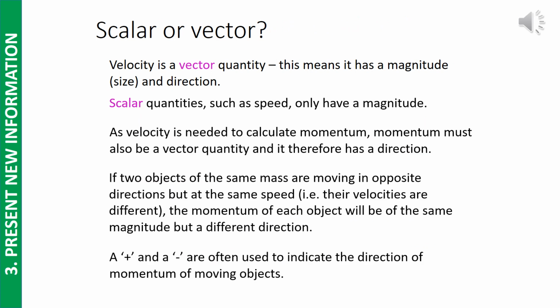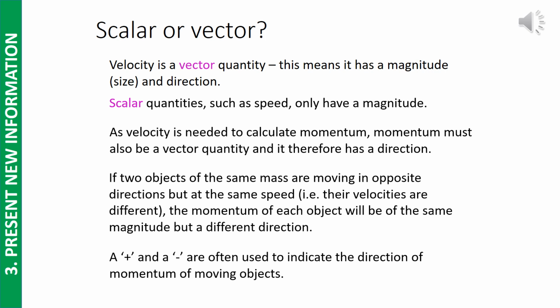So before you start using the equation, we're going to just consider one last thing, and that is whether momentum is a scalar or vector quantity. If you remember, a scalar quantity is one that has magnitude only. A vector is one that has magnitude and direction. So let's consider momentum. As we know, it is defined by mass times velocity. Mass is a scalar quantity, but velocity is a vector quantity. And because velocity is a vector quantity, it makes momentum also a vector quantity.